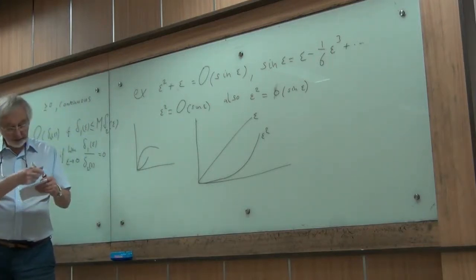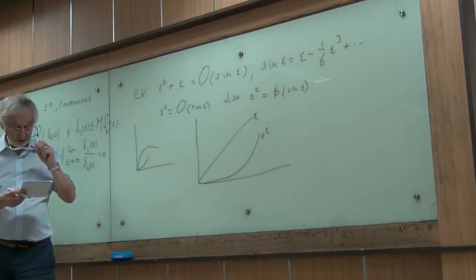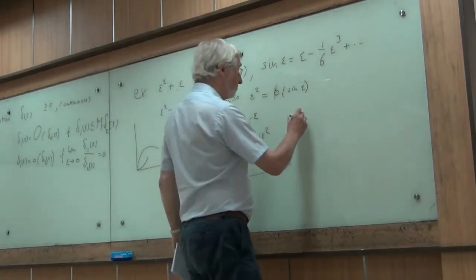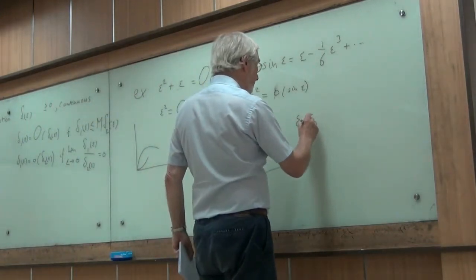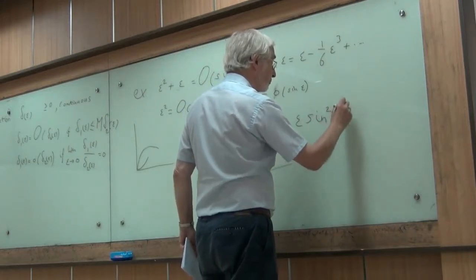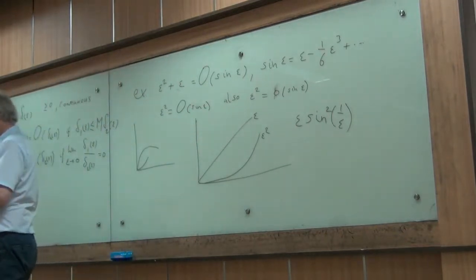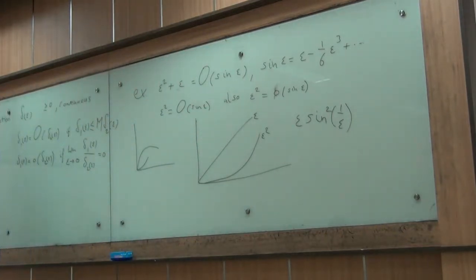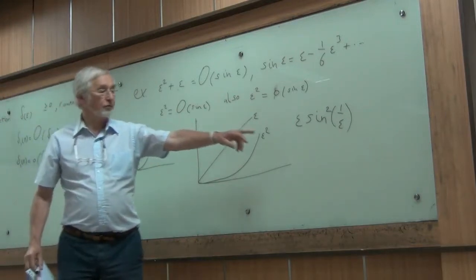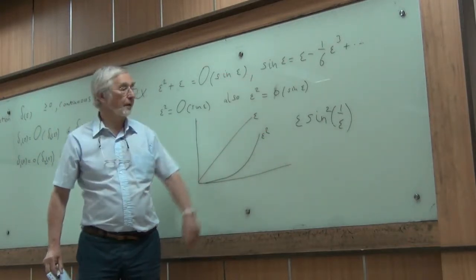And now I have made an example that is a nice example. That is the third function, that is epsilon sinus squared 1 over epsilon. This is an interesting function. What happens if epsilon goes to zero? Now the sinus is always bounded, so it goes to zero. Right? You all agree? Okay.